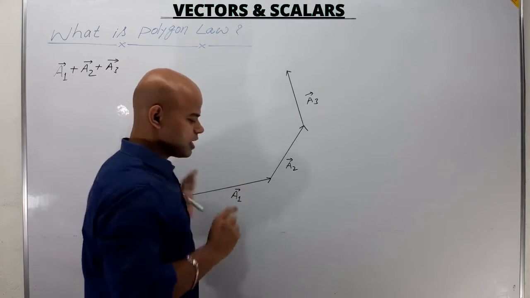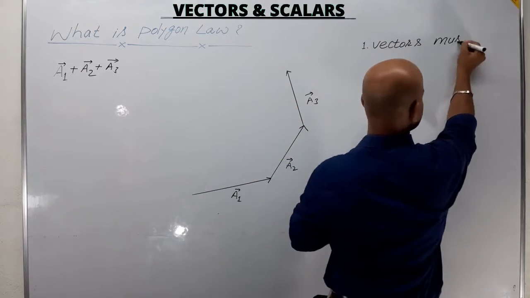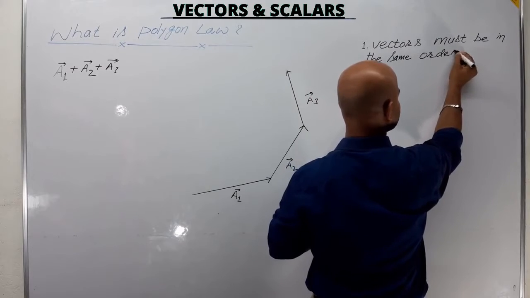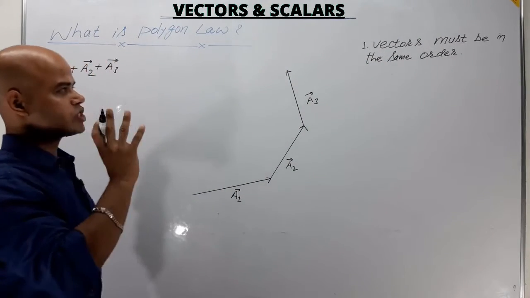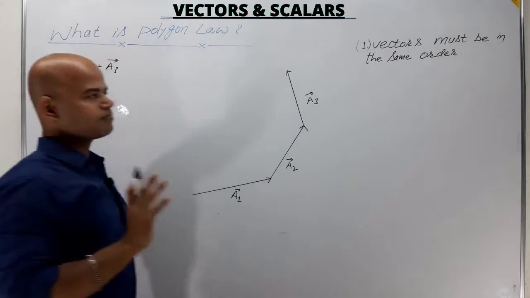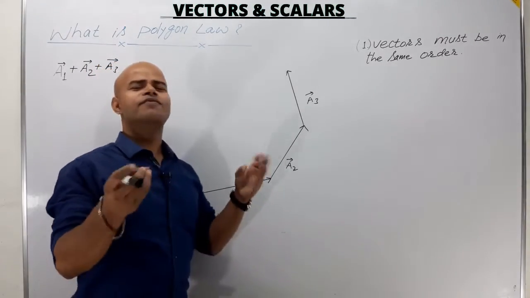So the first thing is, the vectors must be in the same order. So let's write it: in the same order. This is the first and the most important thing that must be checked before applying Polygon law of vector addition. So vectors must be in the same order. Alright, so now Polygon law of vector addition becomes very simple.